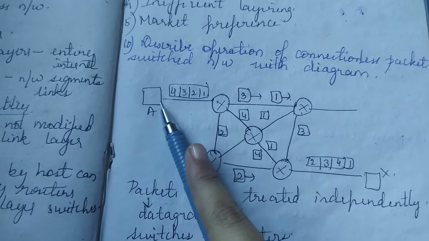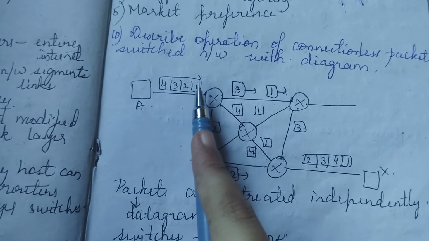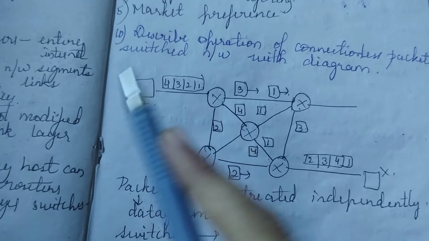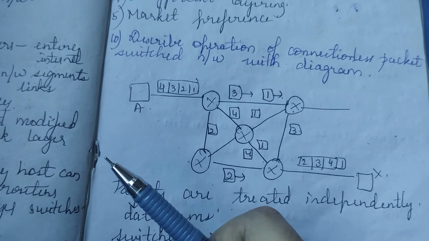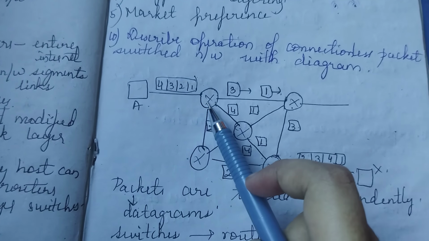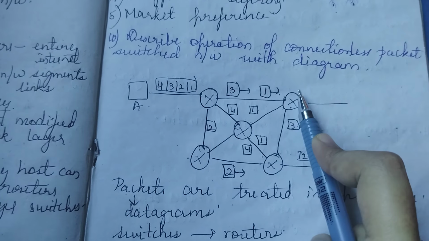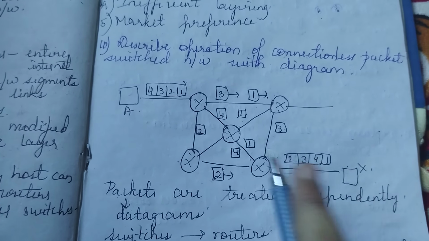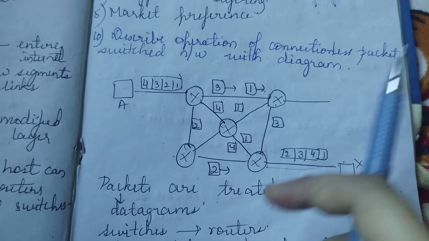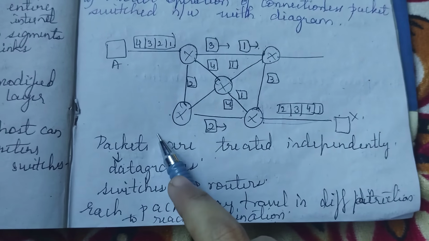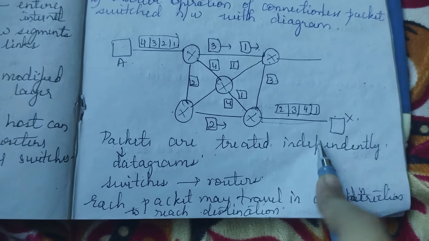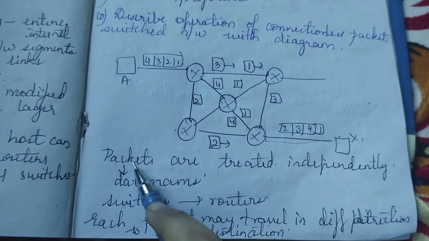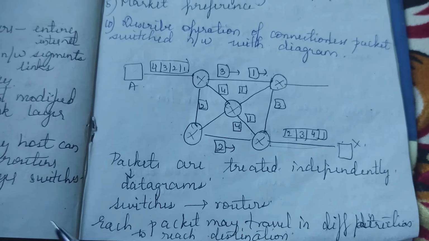That is, we have 1, 2, 3 and 4. Now suppose I am sending this 1. So this one is independent, right? It can choose its own way. It can go from this router and reach like this. It can reach in any way. That is what we have to write. Packets are treated independently. They can go in any directions. And these packets are called datagrams.